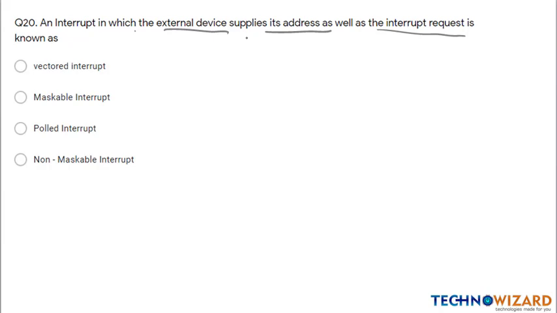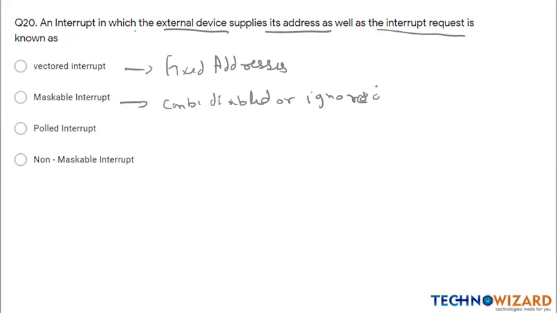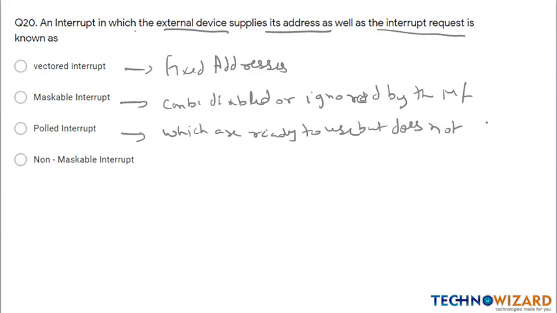Okay. First of all, what is a vector interrupt? Vector interrupts are those interrupts which have fixed addresses. Maskable interrupts are those interrupts which can be disabled or ignored by the microprocessor. Third, polled interrupts are the interrupts which are ready to use, but do not indicate which device we have to use. Okay, but do not indicate which device we have to use. Non-maskable interrupts cannot be disabled. We cannot disable the non-maskable interrupts.